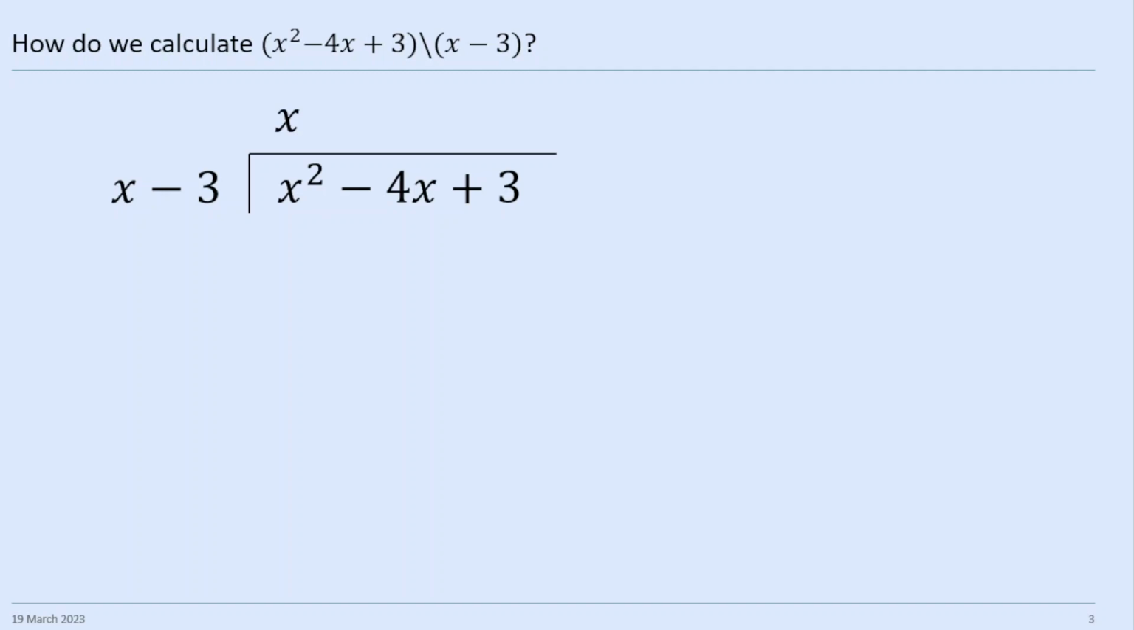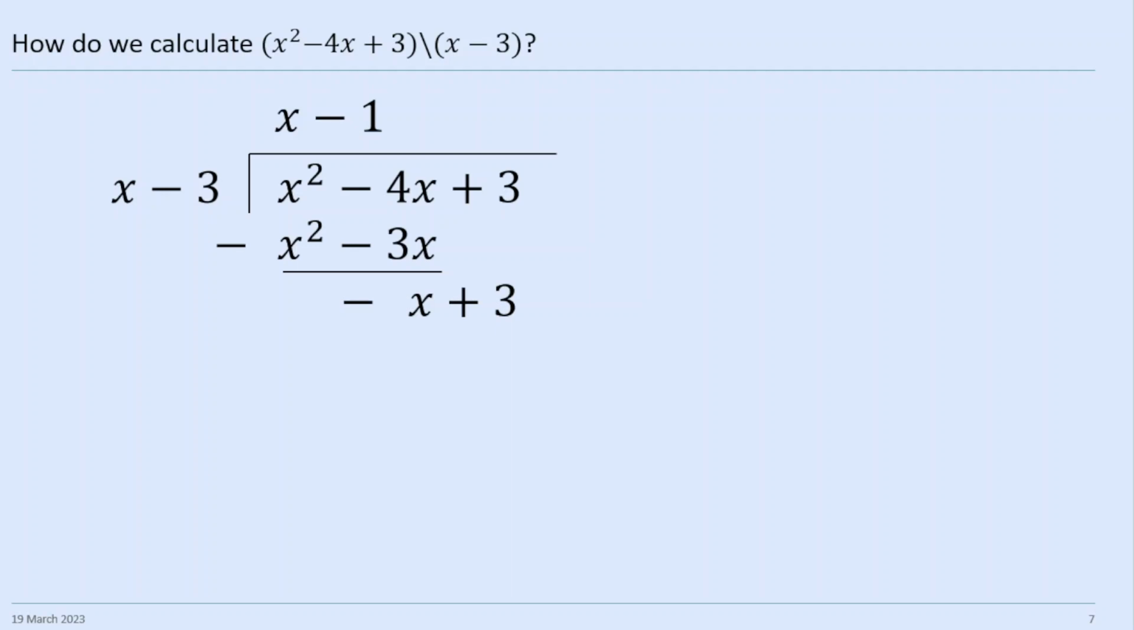So basically, how do we divide x squared minus 4x plus 3 by x minus 3? The first thing is we say, how many x's in x squared? Well, there are x's in x squared. So we put the x on the top, and then we multiply x minus 3 by x, which gives us x squared minus 3x. We then subtract these two terms. So x squared minus 4x minus x squared minus 3x is just minus x. We bring down the plus 3.